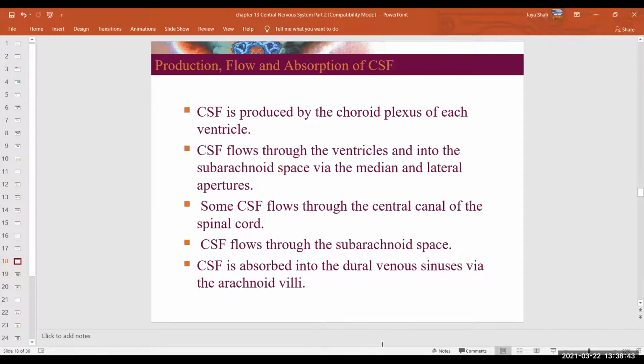Mr. Shah, does the head go back to normal? Yes. Oh, okay. All right.